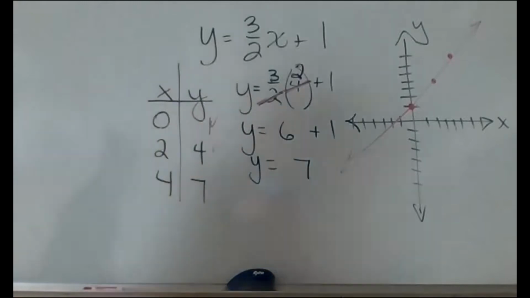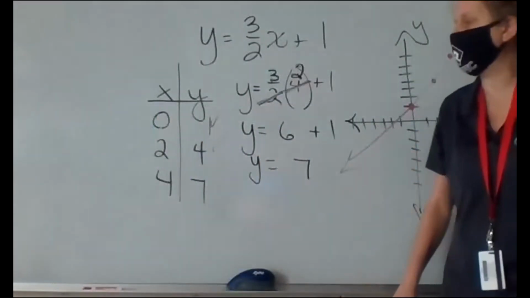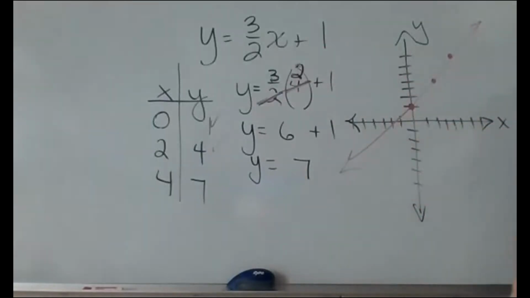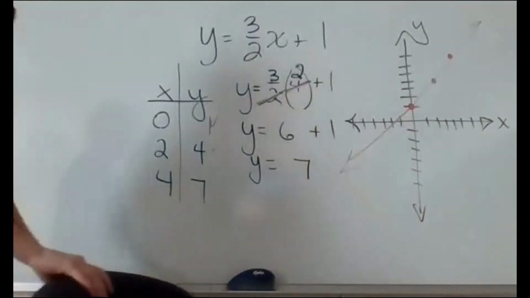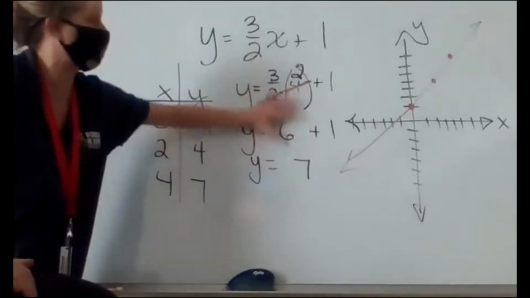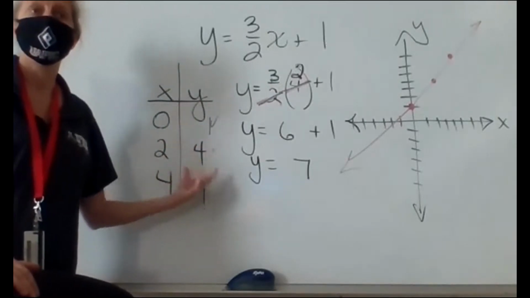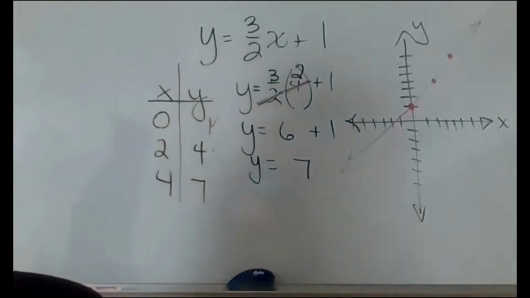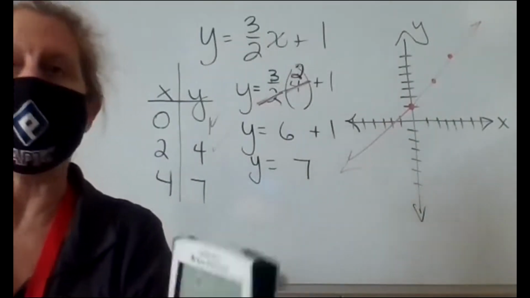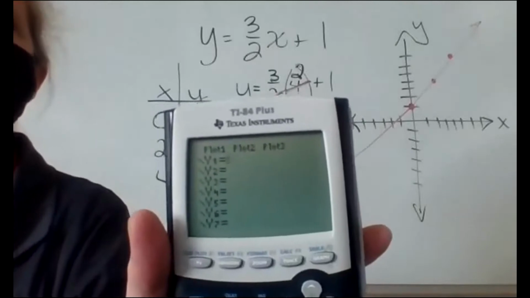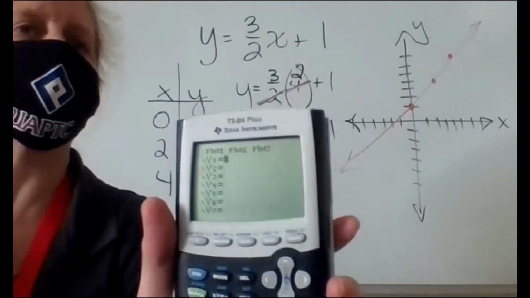Now, if you have your TI-83 or 84 calculator, I'm going to show you how to make your calculator do all the math part of this for you. All of this work that I did here to make this table, we can tell our calculator to do that for us. Okay, so what you're going to do is go to your Y equals button. If there's anything in there, hit clear.